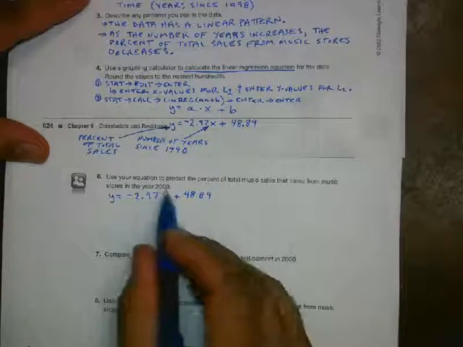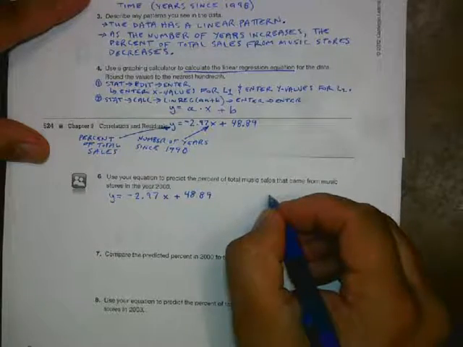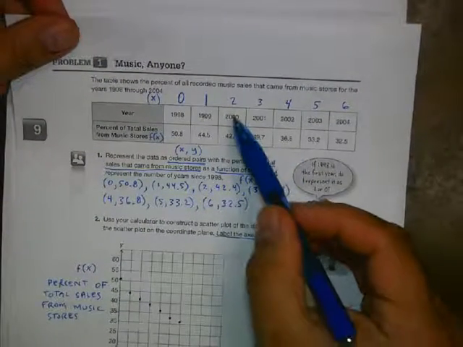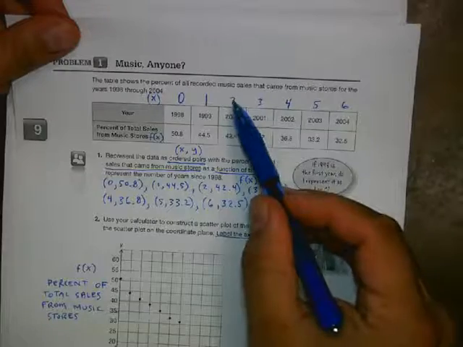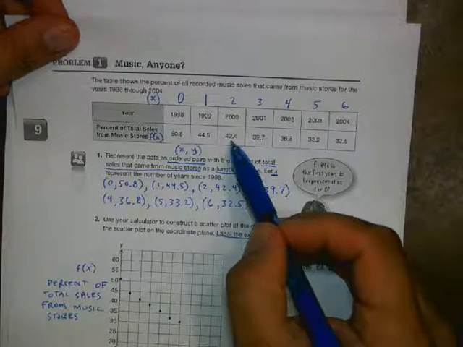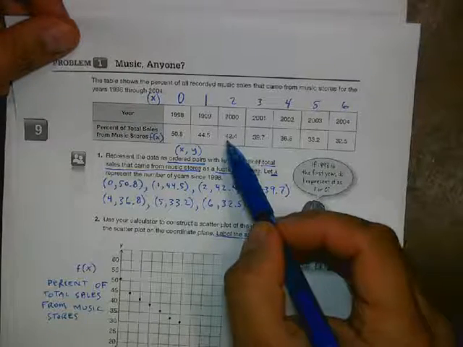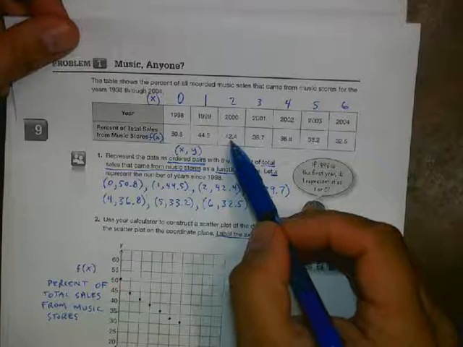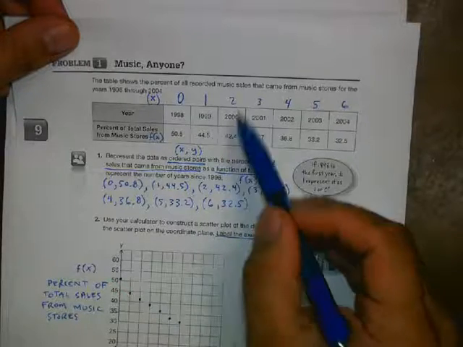Okay, so we calculated this. Now the year 2000, if we look back at our chart, let me go ahead and flip to that real quick. Looking back at this chart from the previous page, in the year 2000, our input, our x value is 2, and our output is 42.4. So this is what the actual was. We want to compare that with what we're going to get in the equation. So we're going to use a 2.